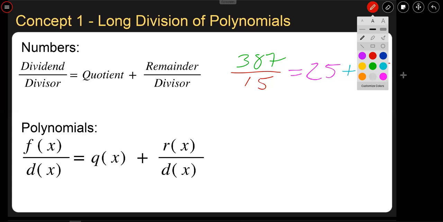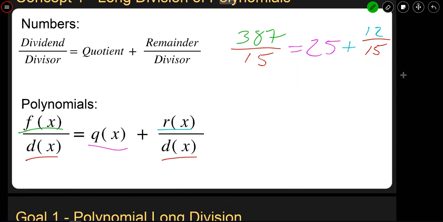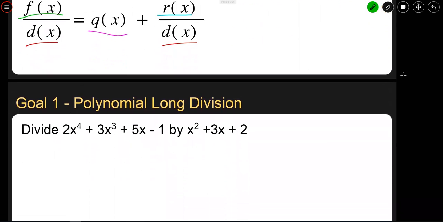So I've got a dividend, which is some function f of x, a polynomial function. I've got another polynomial called d of x, which is my divisor. My quotient is q of x, and my remainder is r of x. I'm going to be trying to use this color coding as much as I can. All right, so let's set this up.